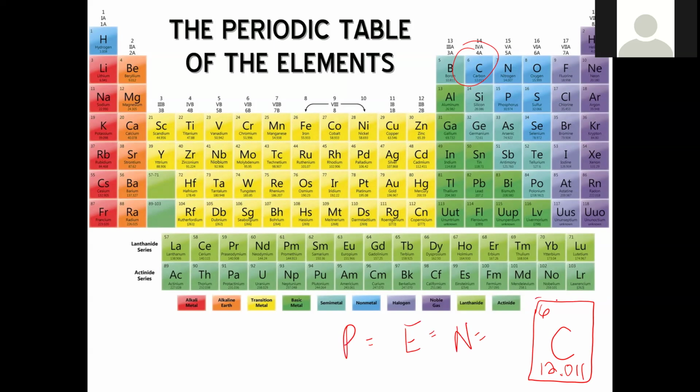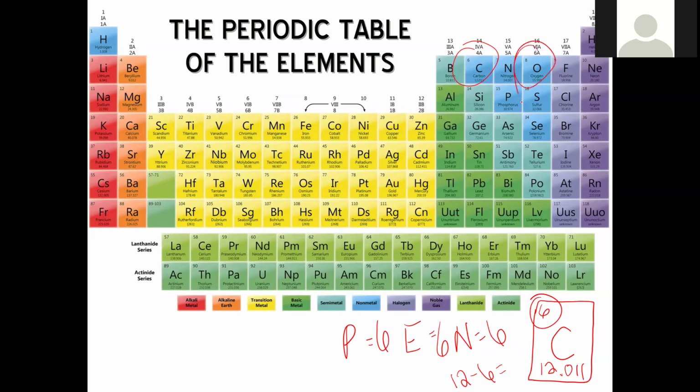How many protons? 6. How many electrons? 6. Take the big number and go ahead and round it. So we have 12 minus the only other number we have, 6. And then we have a 6 there. So carbon has 6 protons, 6 electrons, and 6 neutrons.